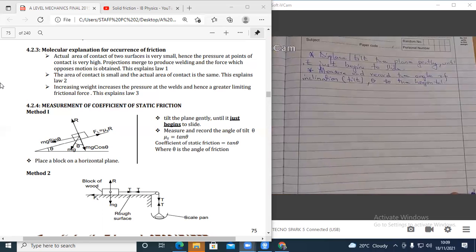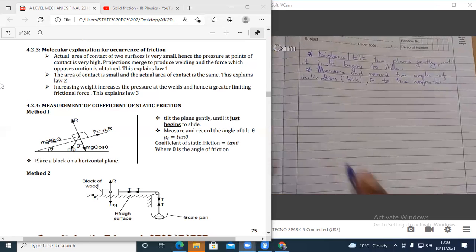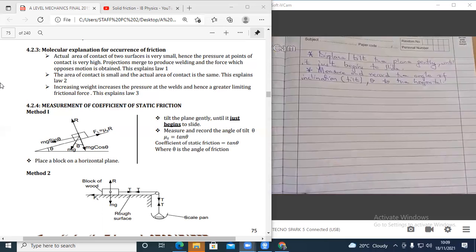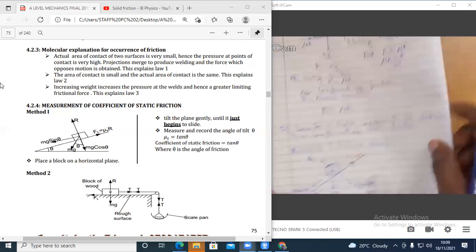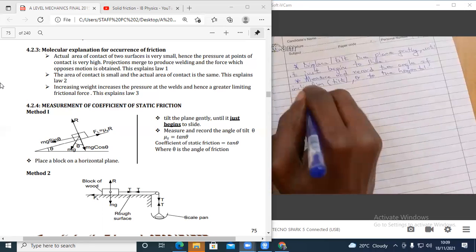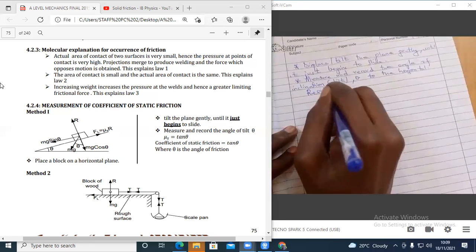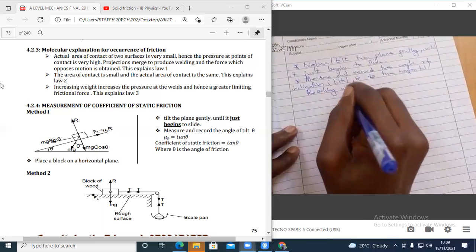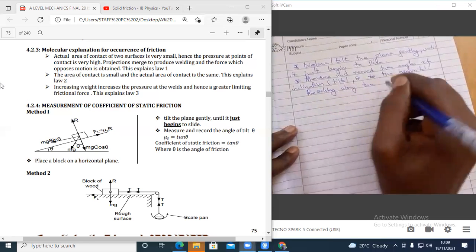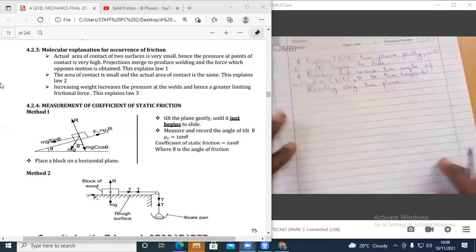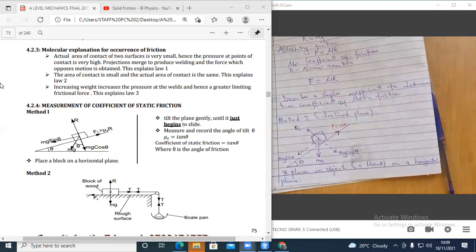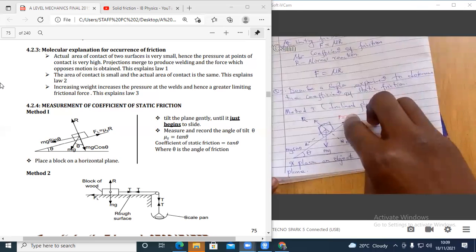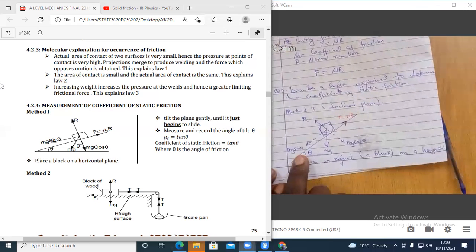Now, after measuring that, how do we determine the coefficient from that? Let's prove that. When we resolve along the plane, what do we get, Brenda? What do you get when you resolve along the plane? You find the frictional force will be equal to what?